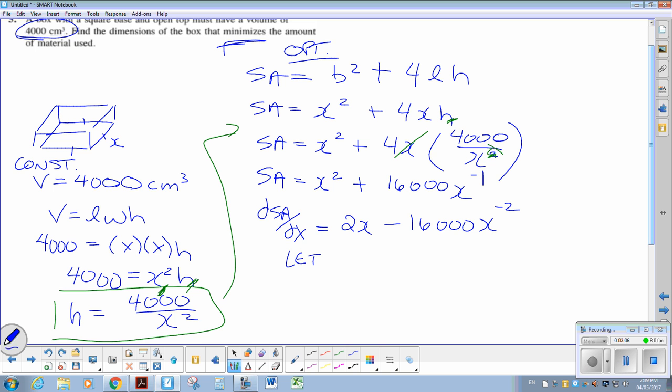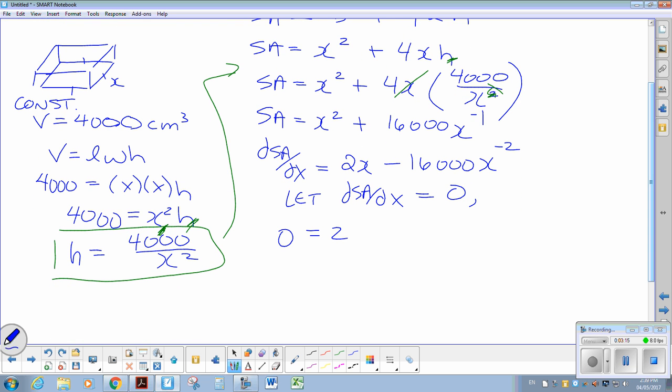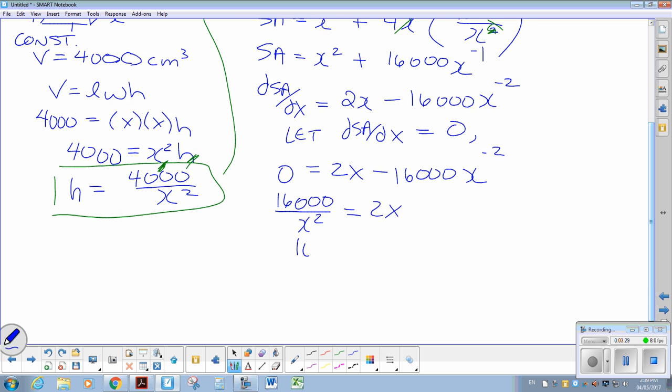We're optimizing, so we are going to let change in surface area with respect to X equal 0, which means 0 equals 2X minus 16,000 X to the negative 2, or 16,000 over X squared equals 2X. Now I'm just doing some straight algebra. 16,000 equals 2X cubed. Divide both sides by 2. 8,000 is equal to X cubed. And you take the cube root of that. And if I'm correct, it would give me 200.